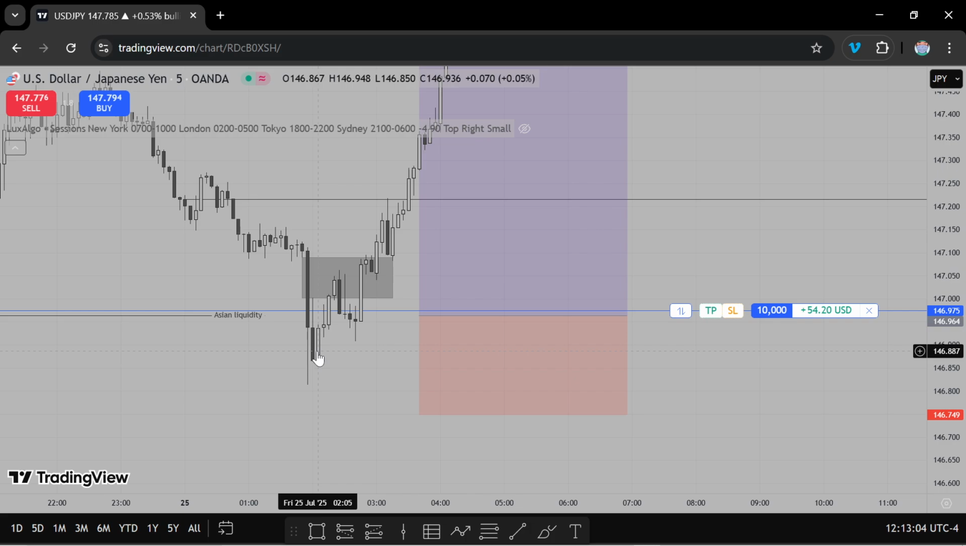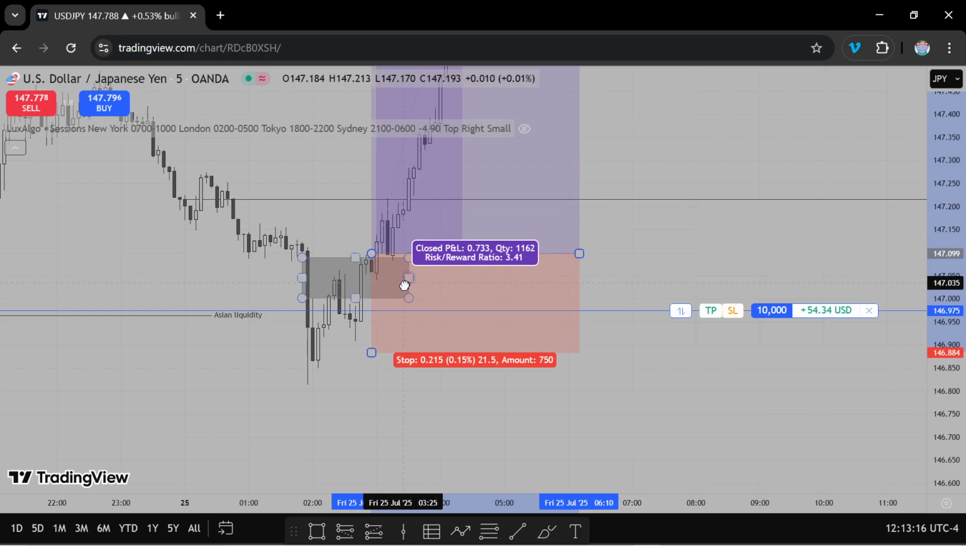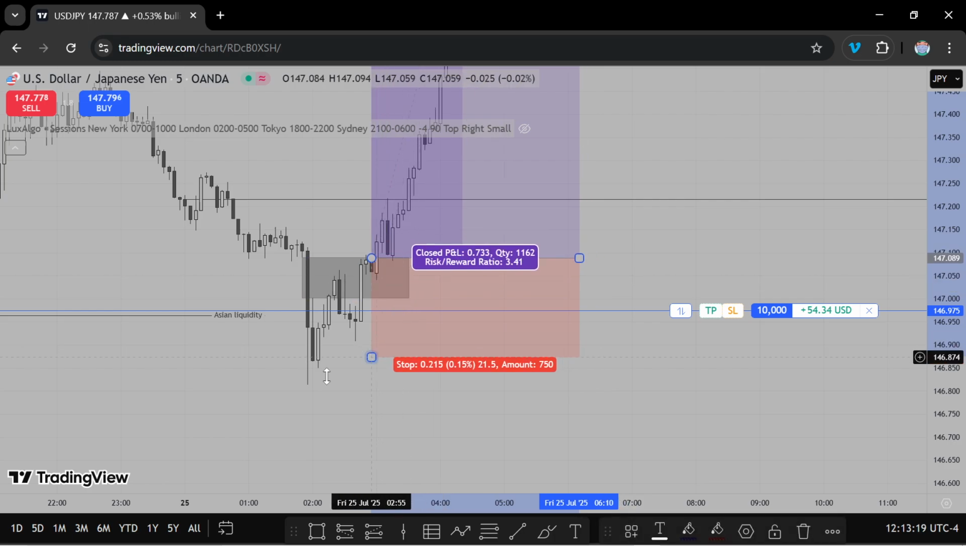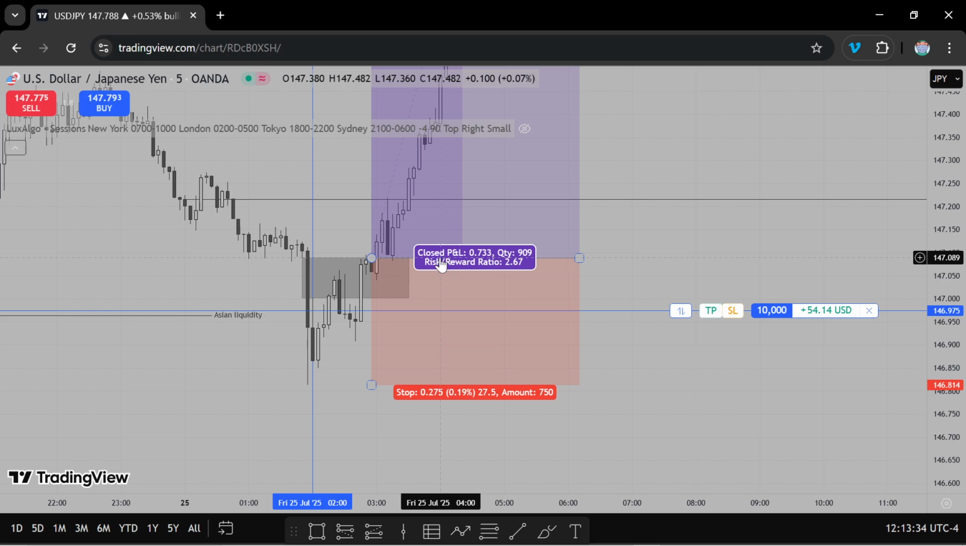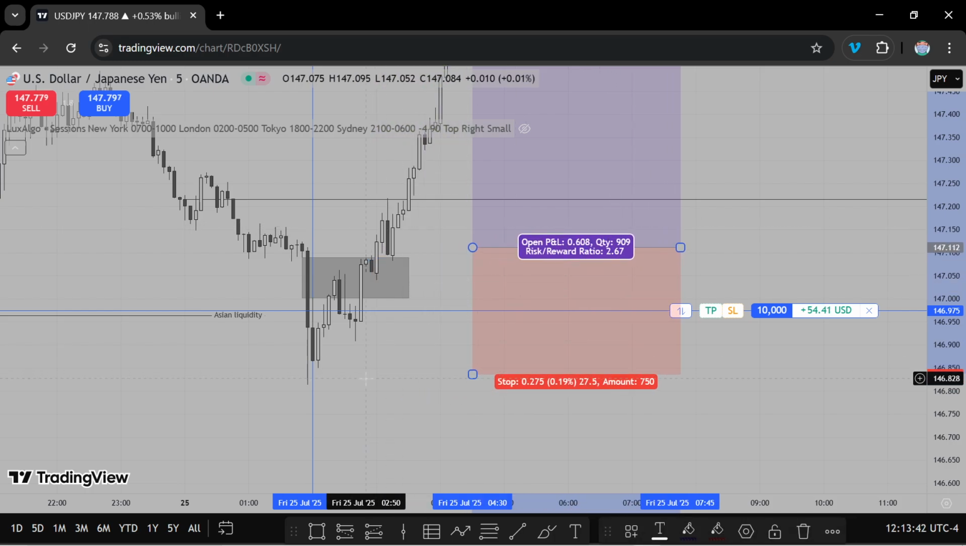Now for you, I'm going to show you two types of entries. So this last fair value gap right here, you're going to wait for it to be disrespected and for price to find support right on top of that, and you're going to put your stop loss right there. But this has to happen after your 02 mark, London. This would have been your entry. Look at the zero drawdown right there.